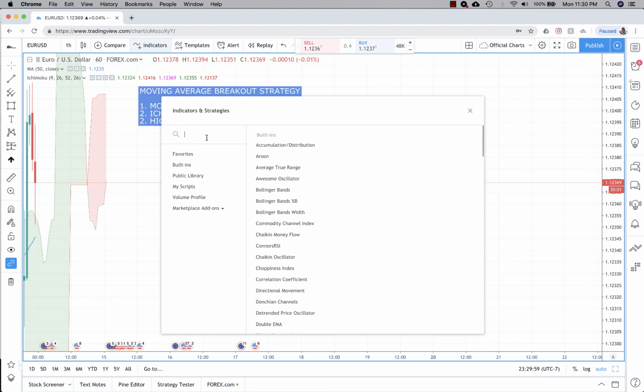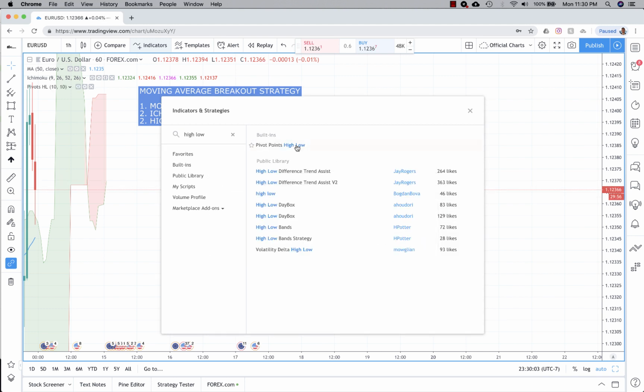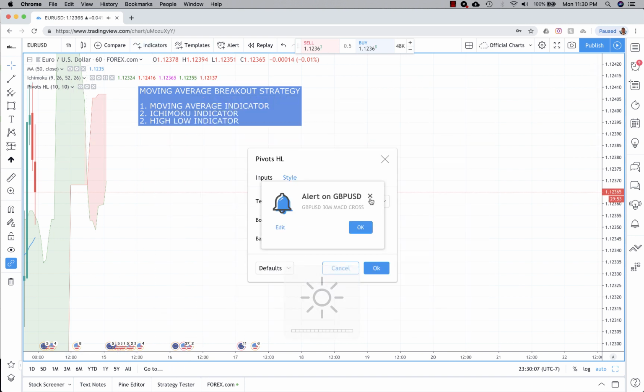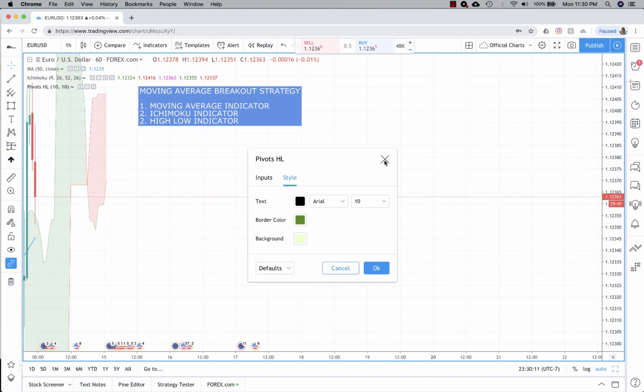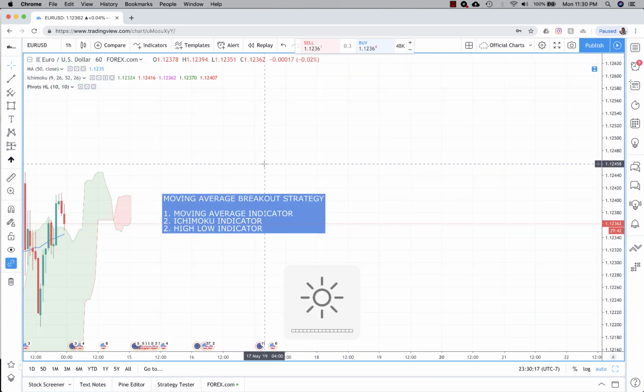Lastly, we're going to need the high-low indicator. So high-low, and we're going to leave that at default. The high-low indicator is just going to be showing us where the most recent highs and lows are. So that'll help us determine where the stop loss and profit target should be located.